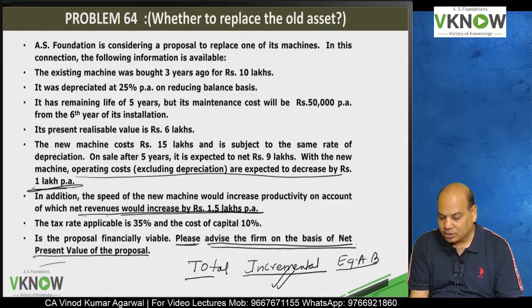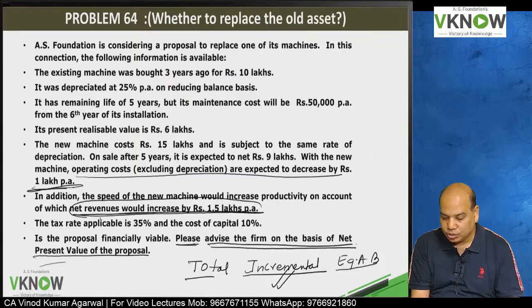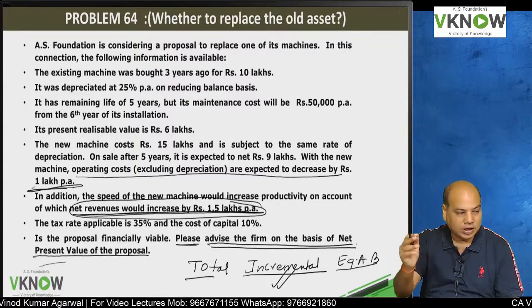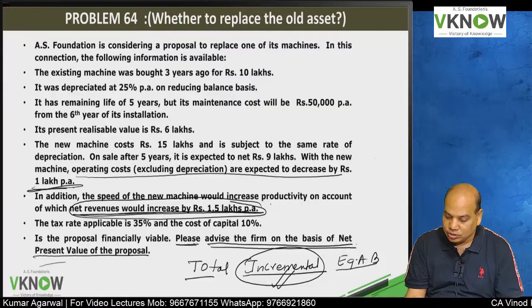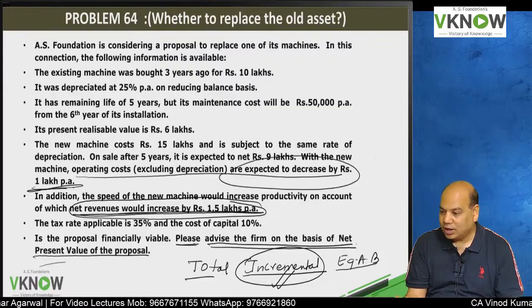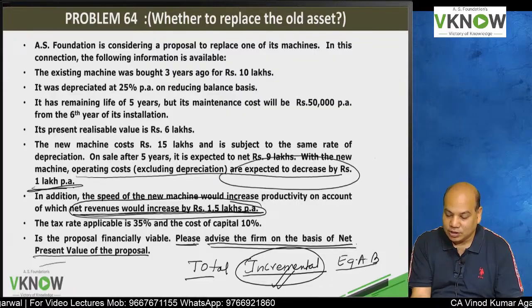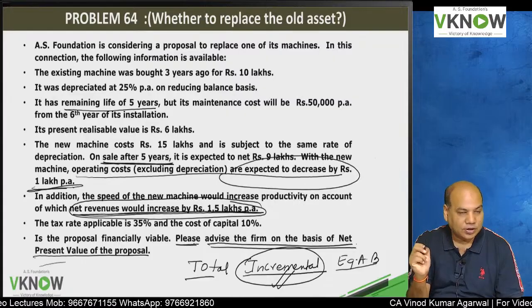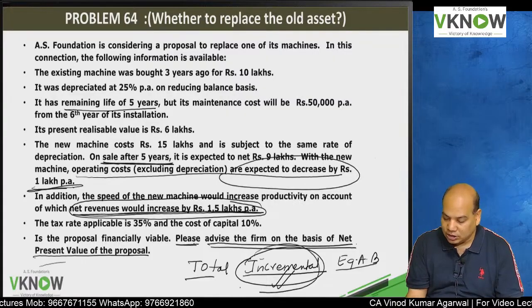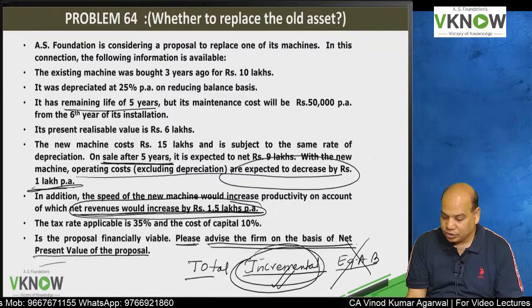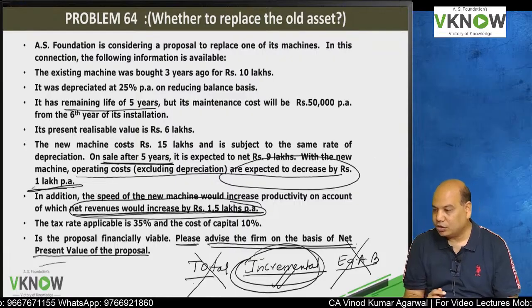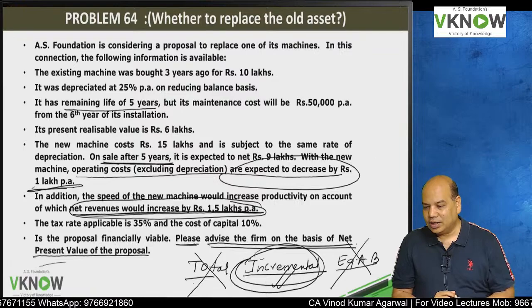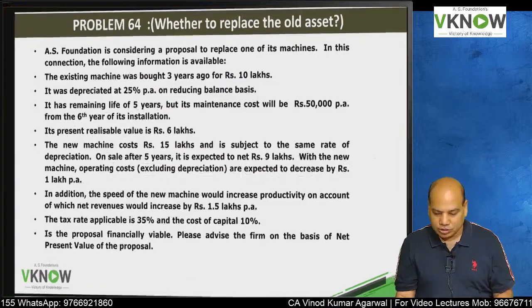Revenue will increase by 1.5 lakh. They have not given separately revenue of old and new asset. They have directly given the incremental revenue, incremental cost, and the life is equal. Old machine has 5-year life, new machine is also having 5-year life. So the life is equal. We will use incremental approach. EAB not required. Data is not sufficient for total approach. Is it right?